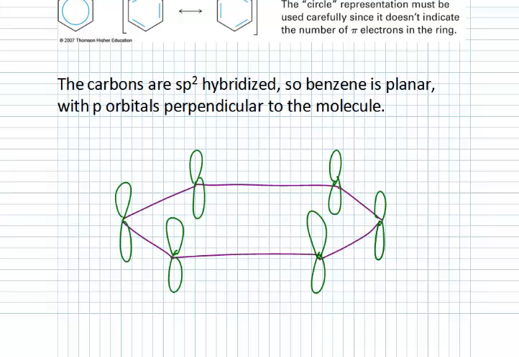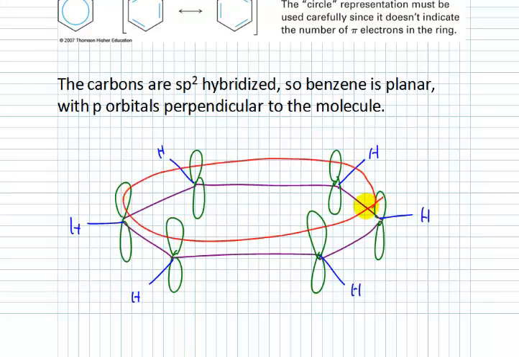That means there are hydrogens sticking out, right? There's one hydrogen in each case sticking directly out from the carbon. Okay. So the sigma bonds are what's going around there. The pi bonds come from overlap of those p orbitals, right?